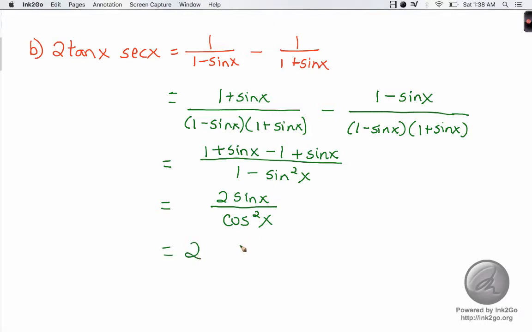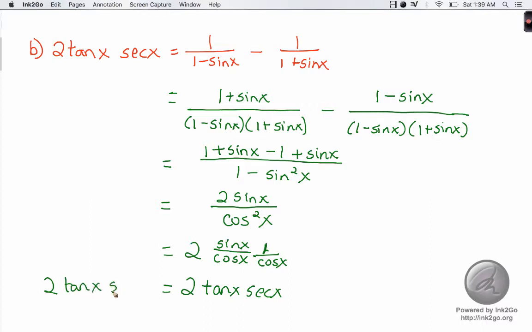Next, I'll break up this fraction and rewrite sine over cosine squared of x as sine over cosine of x times 1 over cosine of x. And using my tangent identity, that becomes tangent of x, and my reciprocal identity times secant of x. And now I have the left-hand side equal to the right-hand side. And I have verified my second problem.